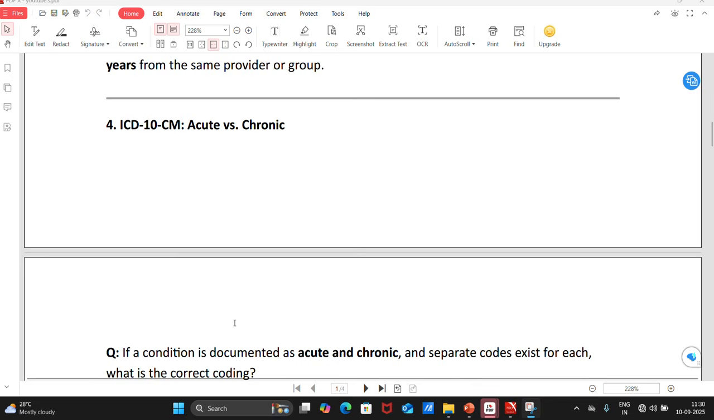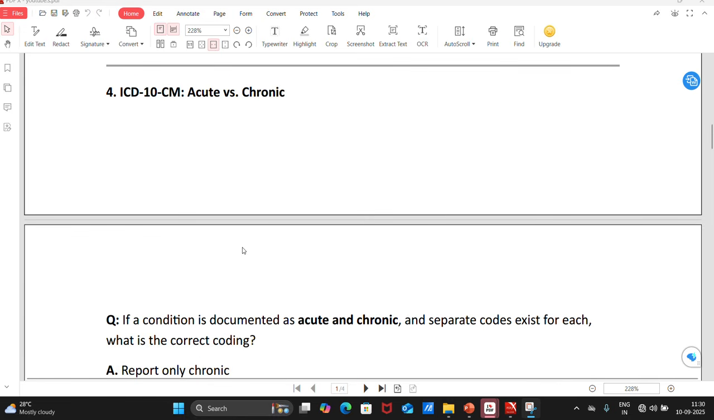Next, the fourth one is ICD-10 related, acute versus chronic. Okay, what is an acute condition and a chronic condition? Acute means it's a short time disease or short time condition. Okay, and chronic means it lasts for a long term. So this is the basic difference between acute and chronic.